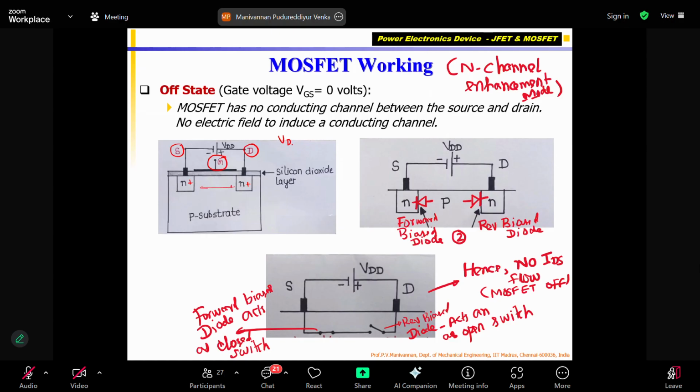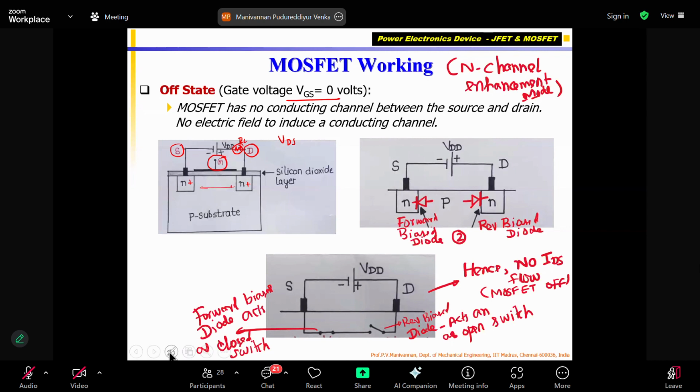Sometimes they put VDS, some books they put VDD. This is voltage given between drain and source. And across this, I can put my load resistor. I have not shown load, I can show the load as a resistor. I connected like this. Please note that my gate voltage is left open. That means I have not given any voltage, VGS equals 0.